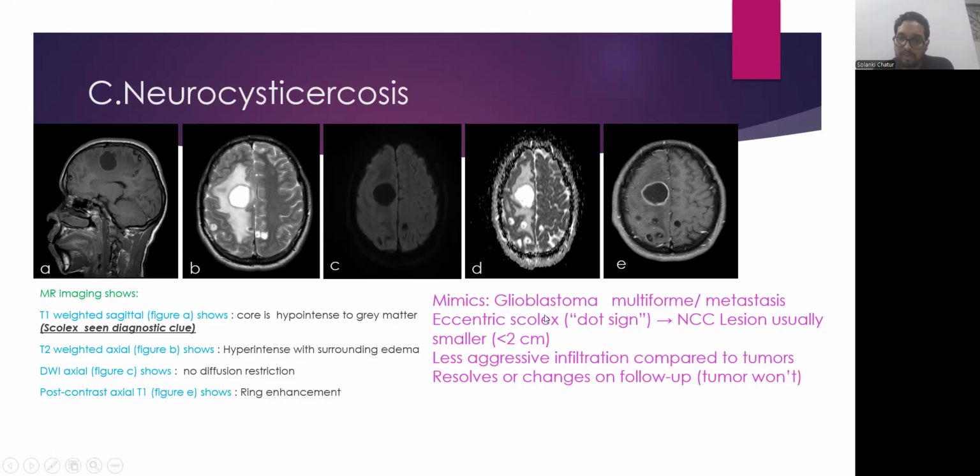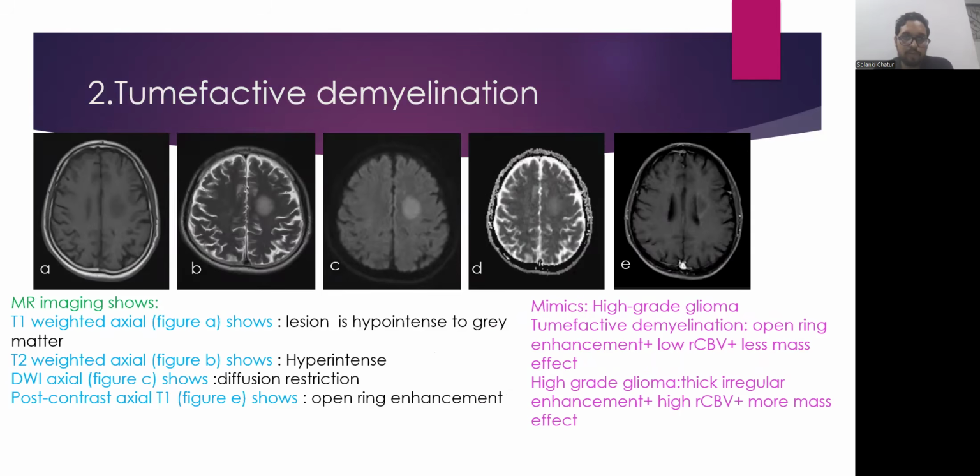Neurocysticercosis mimics glioblastoma multiforme and metastases. The eccentric scolex is more present in neurocysticercosis, and it resolves or changes with follow-up, while tumor does not. On MR imaging, the T1 weighted axial image shows the lesion hypointense to gray matter. T2 weighted image shows the lesion hyperintense. Diffusion weighted image shows slight diffusion restriction, and post contrast imaging shows incomplete ring enhancement. It mimics high grade glioma. High grade glioma has thick irregular enhancement, high perfusion, and more mass effect, while neurocysticercosis has thin ring enhancement and less mass effect.